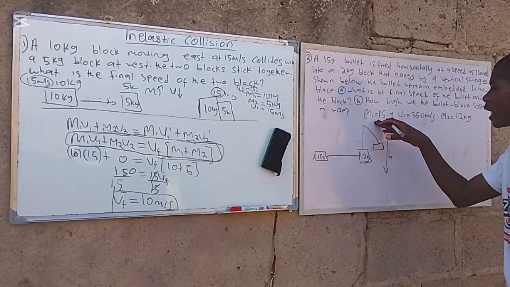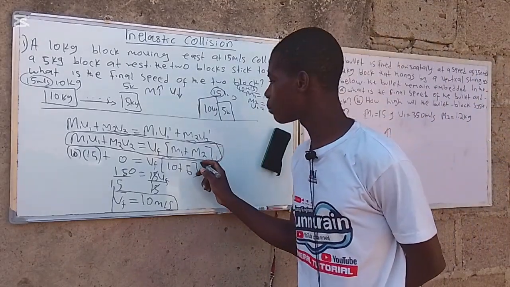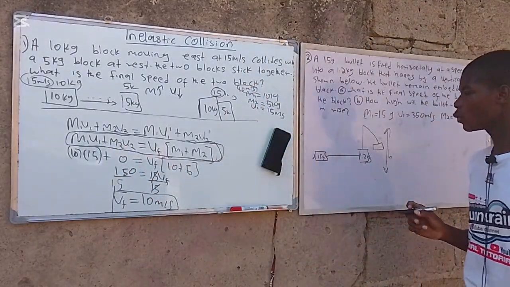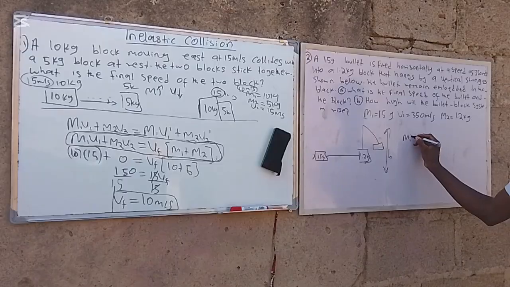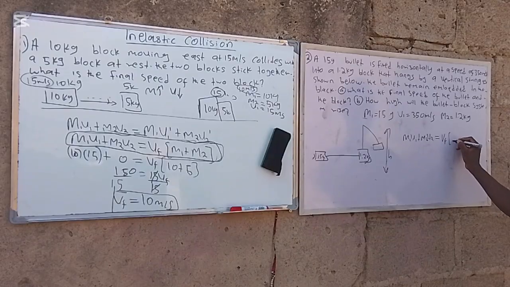But we have M1, V1 and M2. And don't forget this formula, please, when you are dealing with inelastic collisions, which says that M1 V1 plus M2 V2 is equal to V final times M1 plus M2.